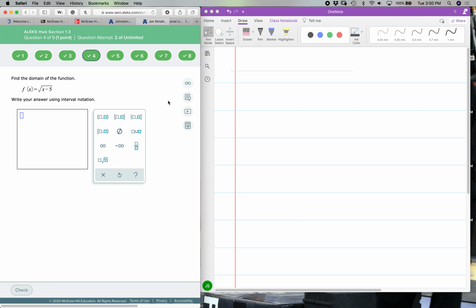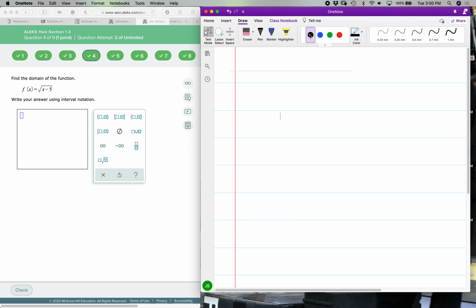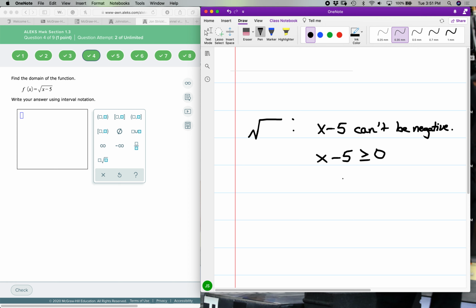Okay, for the radical function, we had f of x is equal to the square root of x minus 5. In this one, because we are dealing with an even root radical, the expression inside the radical cannot be negative. So x minus 5 can be 0, and it can be positive. We have x minus 5 greater than or equal to 0, and the inequality that defines the domain will be those values of x greater than or equal to 5.